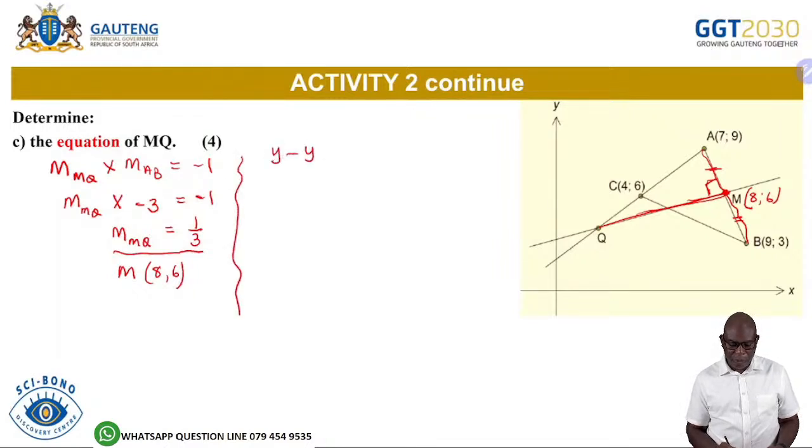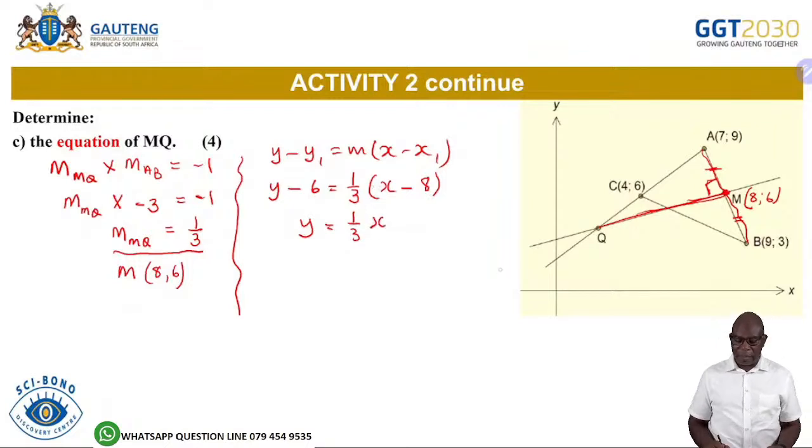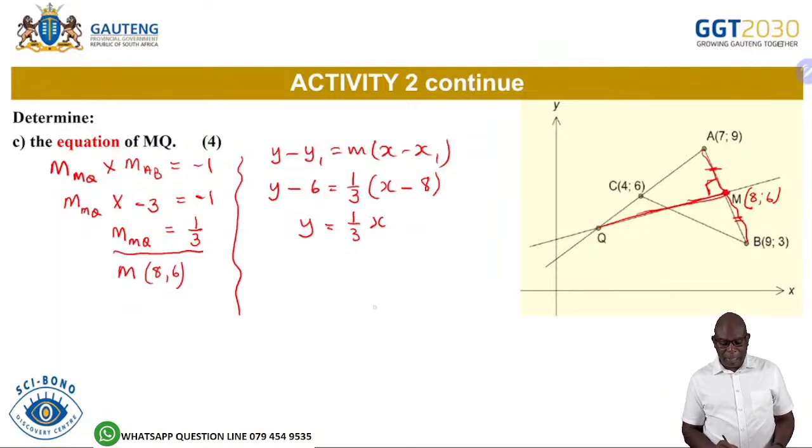y minus y1 equals m into x minus x1. No problem now, because I have a point: y minus 6. The gradient is 1 over 3. The other value is 8 here. So I'm now going to work that out. I'm going to have y equals 1 over 3 x. 1 over 3 times negative 8 is negative 8 over 3. If I take negative 8 over 3 and add it to this 6, the answer that I'm going to get will be plus 10 over 3.